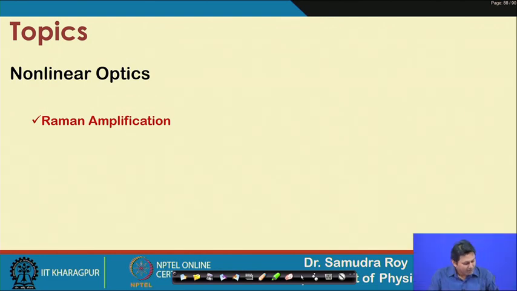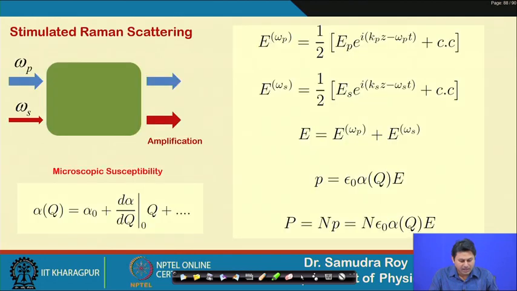The calculation part we have already done in the last class. So, we will continue with the same calculation and gradually try to understand how the Stokes wave will evolve. That was the goal of this particular topic: to understand physically how the Stokes wave is generated, and not only generated, but amplified through this pump.